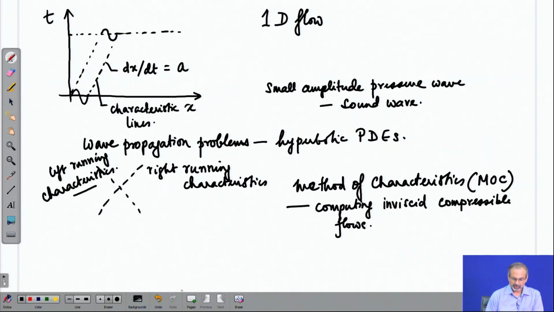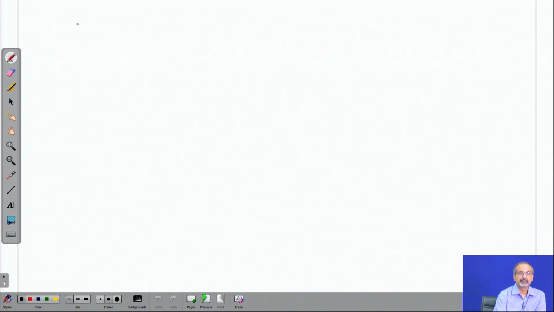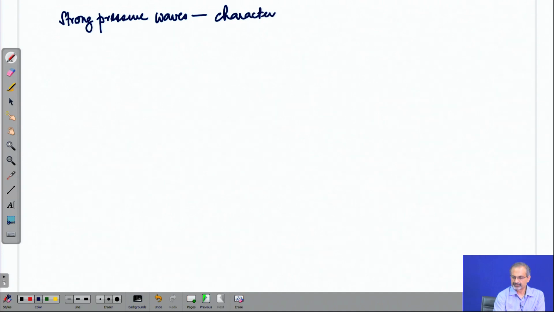When the wave becomes a stronger wave, then the characteristics can interact. In the case of weaker waves, the characteristics are going to travel through the medium independent of each other, and all of them are going to travel at the same speed. While for stronger pressure waves, characteristics can interact.